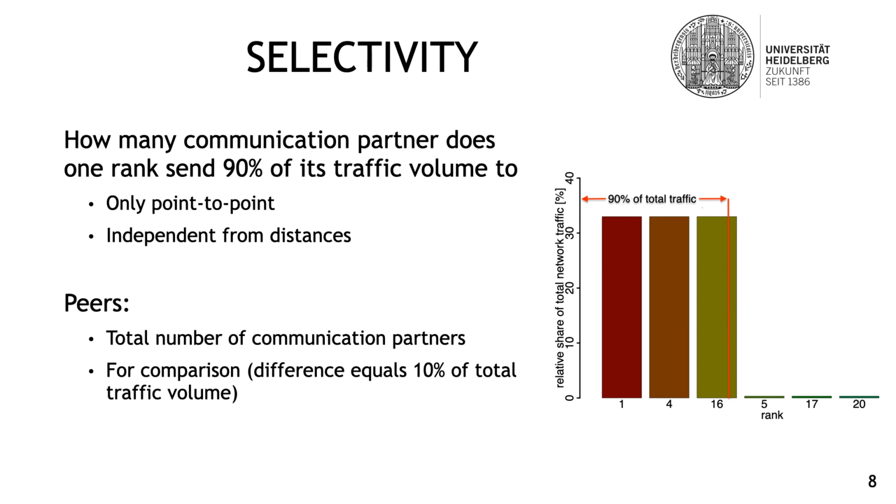So in the example on the right side, we have 3 ranks that are heavily communicating with this example rank, and 3 more ranks that only contribute a little to this communication. So this would result in a selectivity of 3, for example. We further use the Pearce matrix, which was introduced in another work, for comparison reasons, and the number of peers equals the total number of communication partners. So in this example, we would have a number of peers of 6. And keep in mind that the difference between these numbers equals just 10% of the traffic volume.